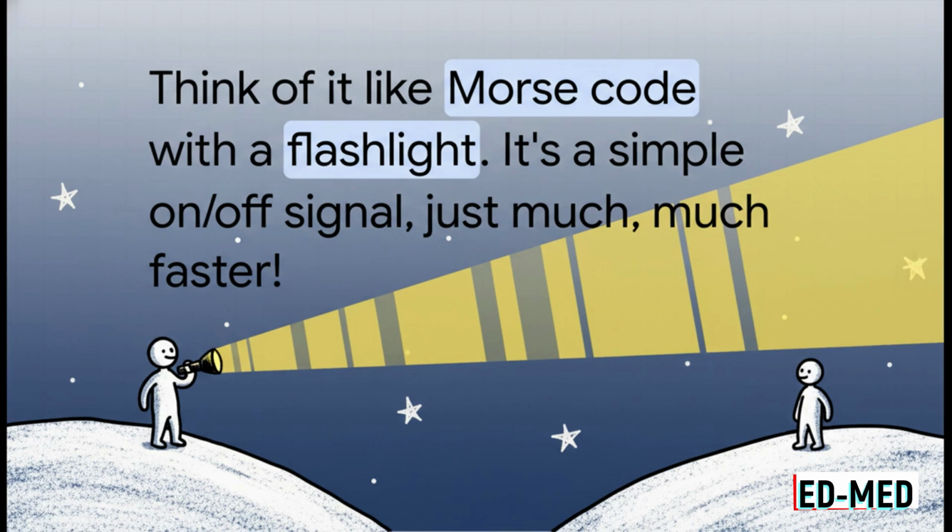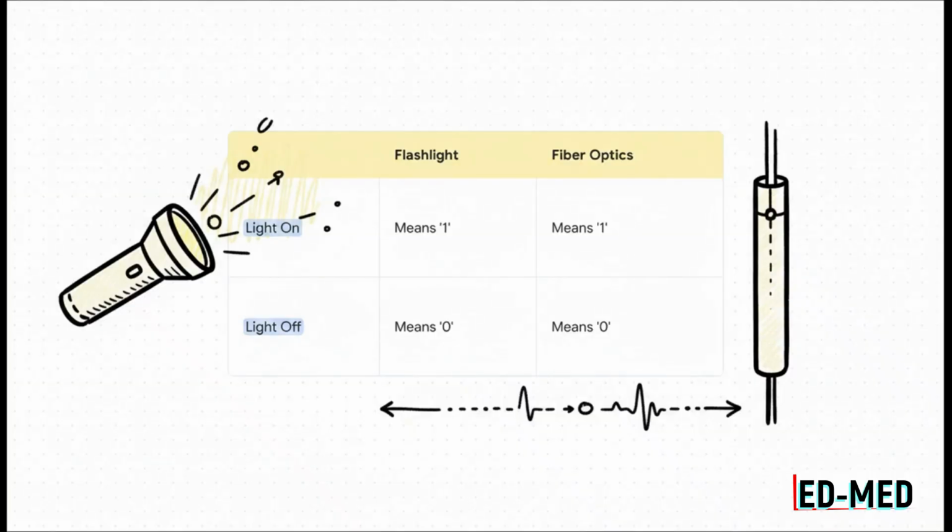To put it all really simply, think of it like this. Imagine you and a friend are miles apart at night, and you're communicating with a flashlight using Morse code. That's pretty much what fiber optics is doing, just on a microscopic scale, millions of times per second. The principle really is that simple. In our flashlight analogy, light on means 1, light off means 0. Fiber optics is doing the exact same thing with a tiny little laser. It's just an incredibly fast game of on and off that carries the entire world's information.